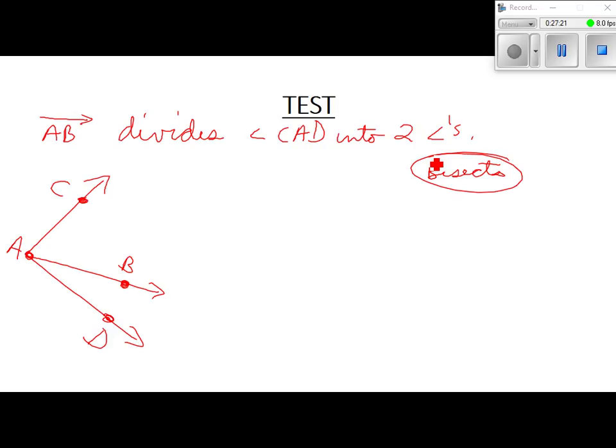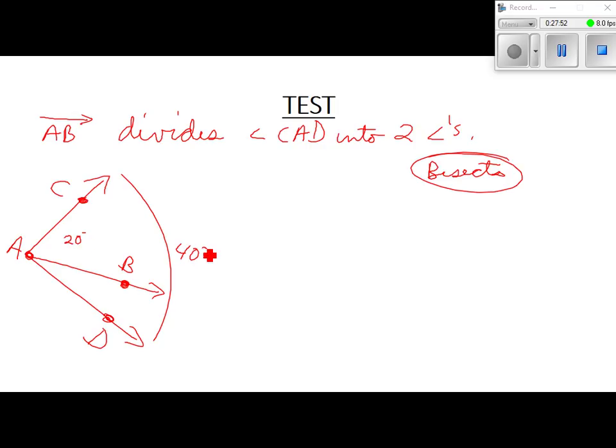What did the first choice say? This angle's 20, and then angle CAD is 40. So that whole angle is 40. Is that going to work? No. If that's 20, this whole thing's 40, what's this? 20. So is it being bisected? Yeah. So that one won't work.